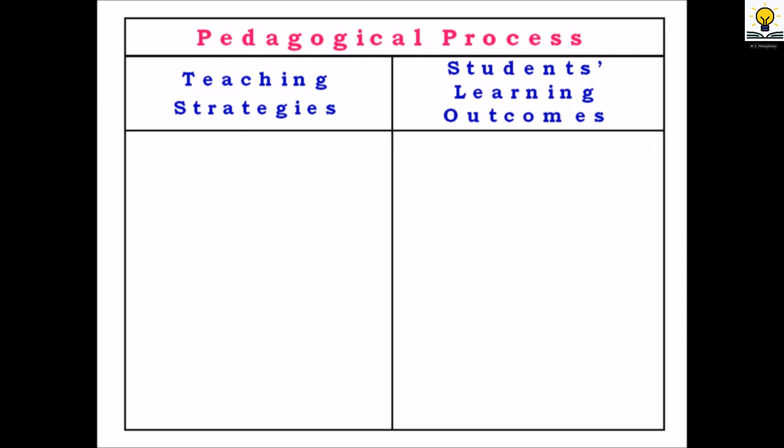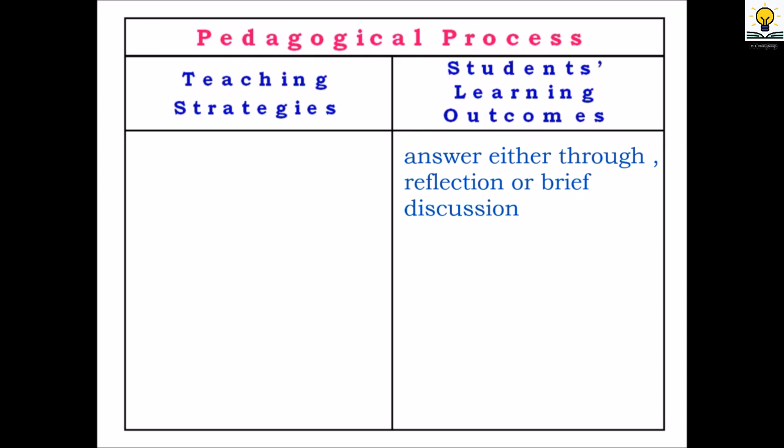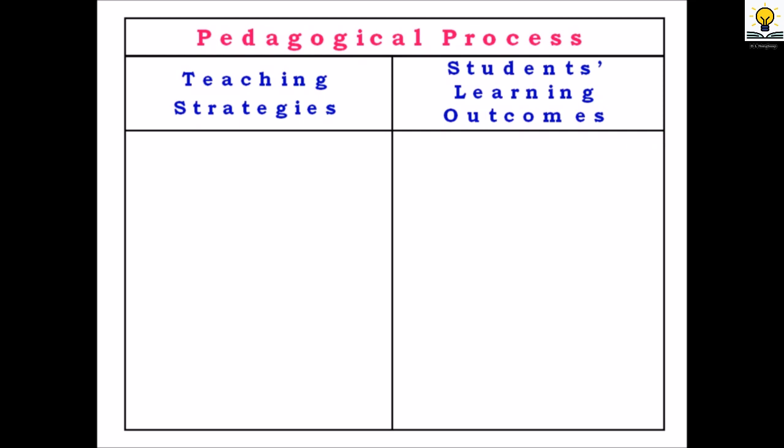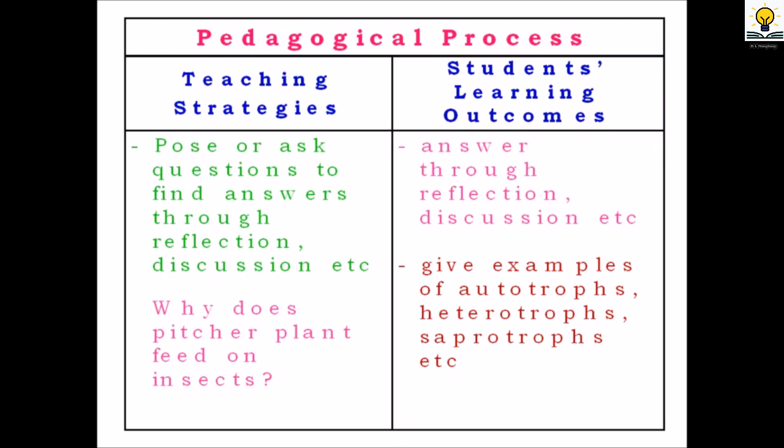Whatever the students respond or answer, either through reflection or brief discussion or by giving examples of autotrophs, heterotrophs, saprotrophs, and so on, the teacher will record and write those responses in the students' learning outcome column as shown. This is how the teaching strategies and students' learning outcomes columns will look after it is finished.